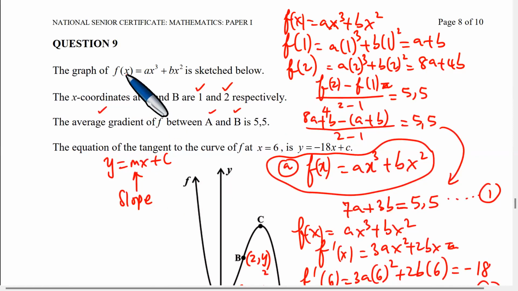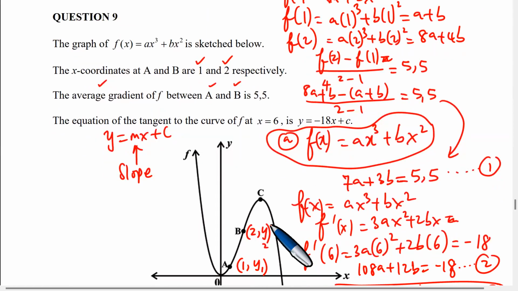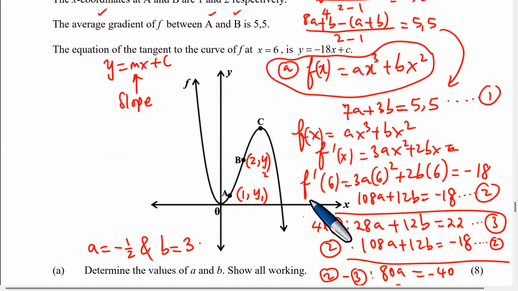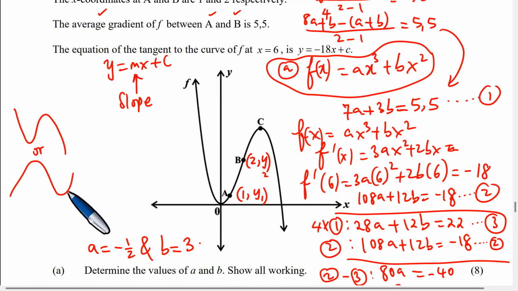The question was: f of x was given as ax cubed plus bx squared. It was sketched below, and here is the sketch. It is a clear cubic function. The cubic functions look like this. There are two kinds of cubic functions we study in the matric syllabus. So a cubic function is either of this form or it is of this form.